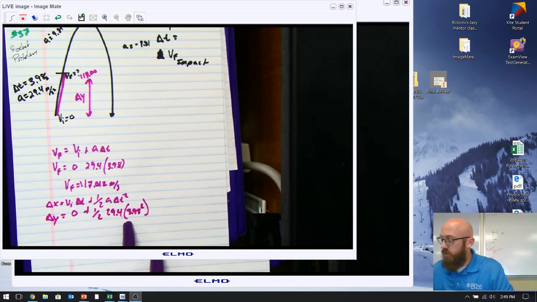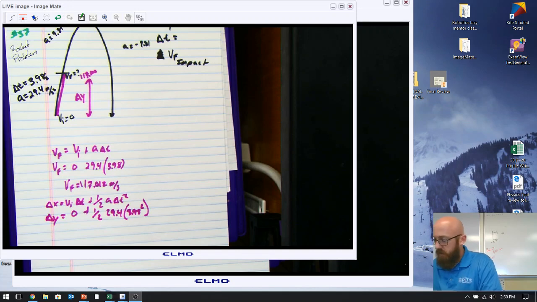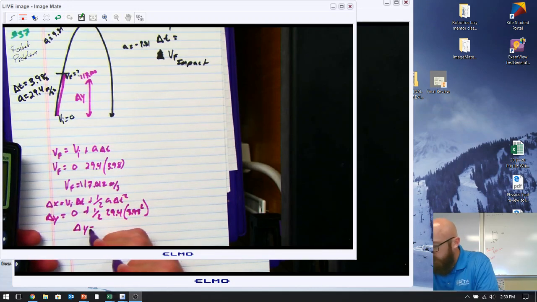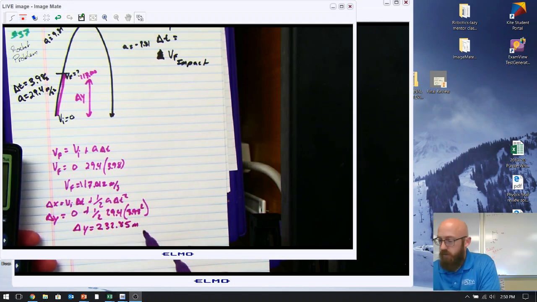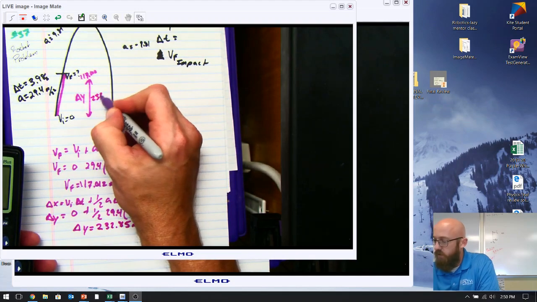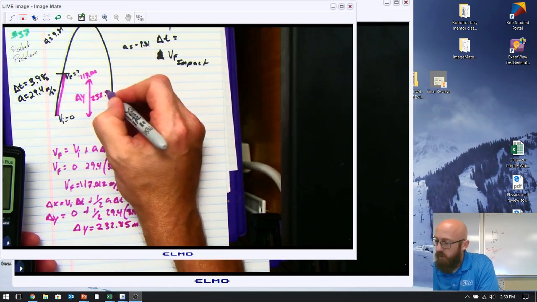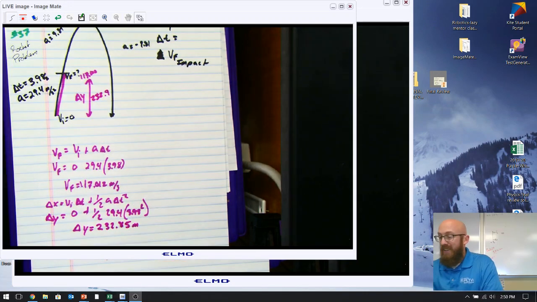The only reason I use this equation, barring the one that uses the final velocity, is in case I made a mistake there, you can actually correct it and get a little bit better response. So 3.98 squared times 29.4 times 0.5. All right, so my delta y is equal to 232.85 meters, so 232.9. That's the first half, just while it has fuel.